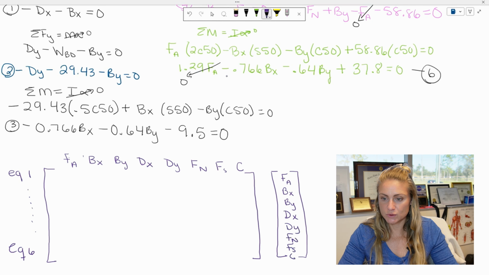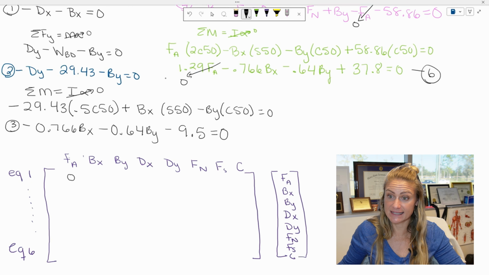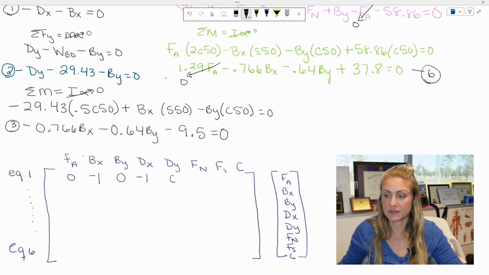Okay, so if you look at equation 1, so equation 1 is up here, this guy right here. Do I have an FA in there? No, so I'm going to put a 0. Do you have a BX? Yes, I have a negative 1 BX, so I'm going to put negative 1. I have no BY, that's 0. I have a negative DX. I don't have a DY. I do not have an FN. I do not have an FS. And my constant is 0. It's set equal to 0.